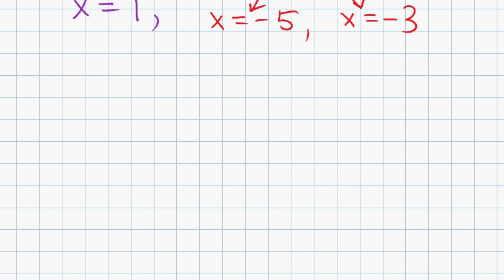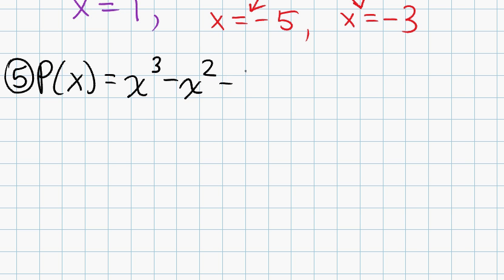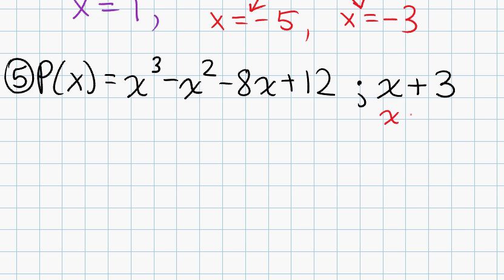All right, problem number 5. P of x equals x cubed minus x squared minus 8x plus 12. And the thing we think is a factor is x plus 3. So step 1 is to find r, just like you did in the first 3 problems. It's supposed to be x minus r, so it has to be x minus negative 3.